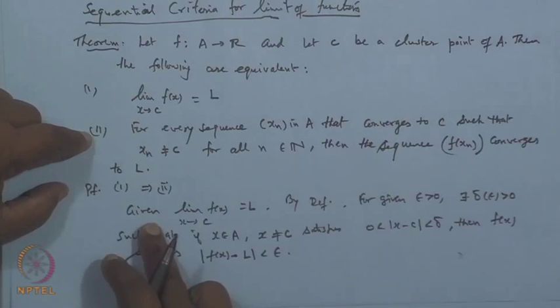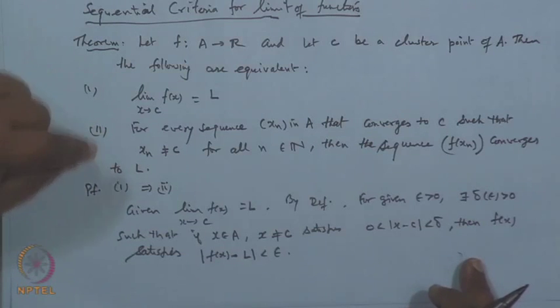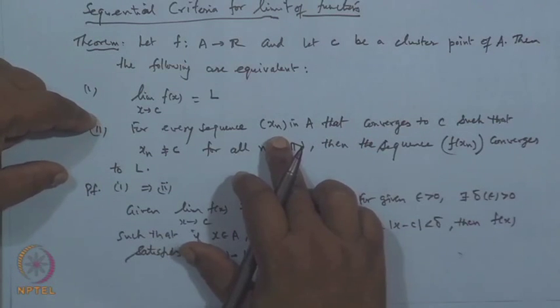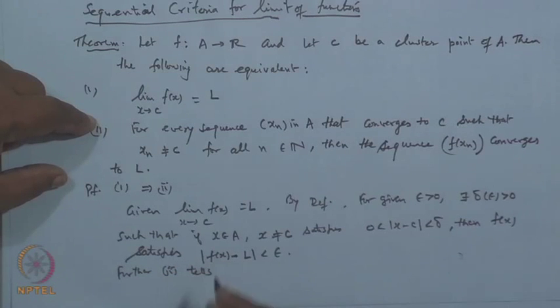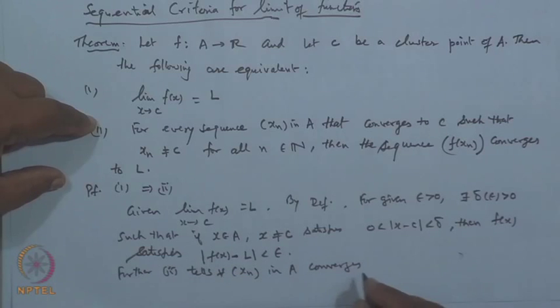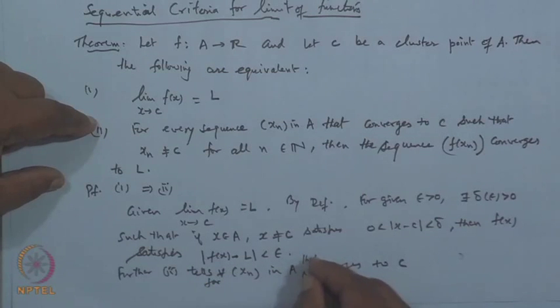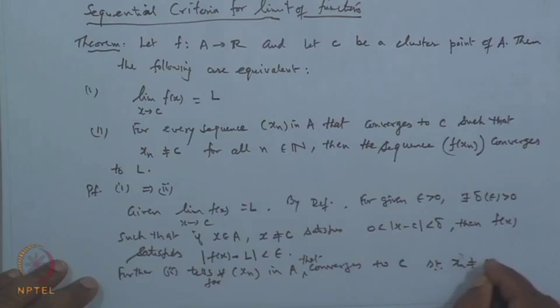So, from 1 we get this much information. Now, let us take 2. From 2 what is known is the sequence x_n that converges to C. So, let us write, given further from 2: for every sequence x_n in A that converges to C, such that x_n is not equal to C.